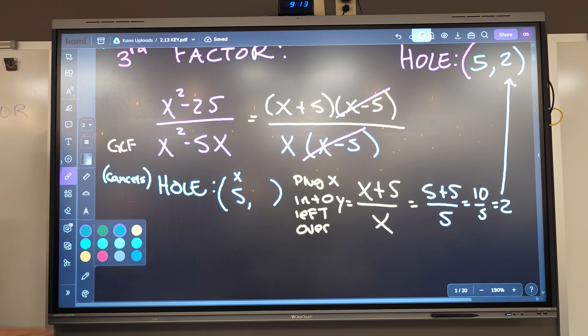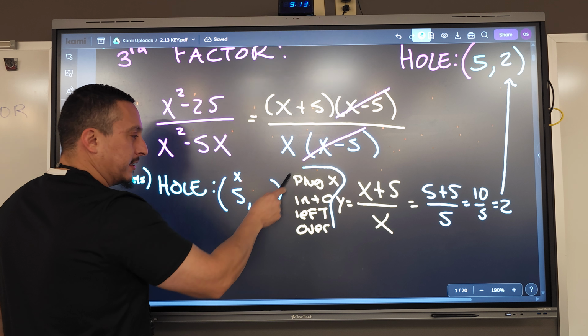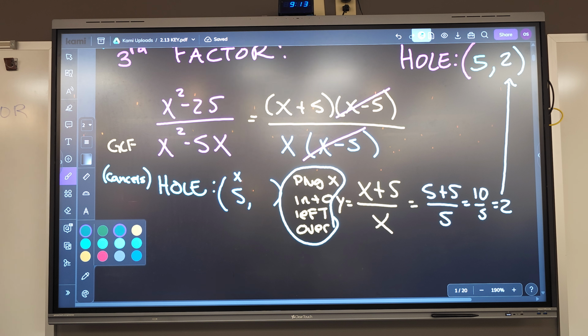Okay. This is the key part. I think this is probably a little bit confusing. To get the y, you plug the x into the leftover equation. Everybody good about the hole?